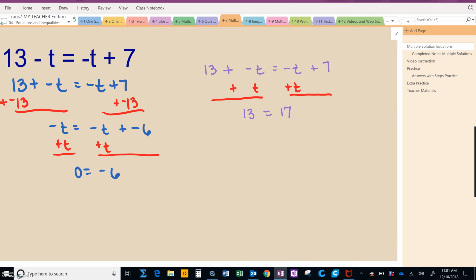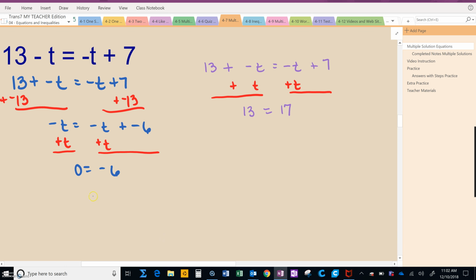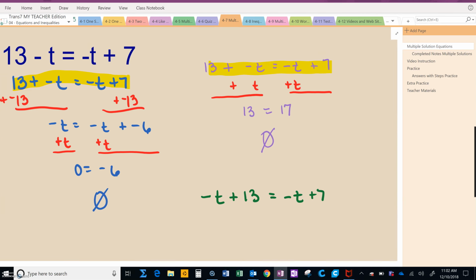And what that means is that no matter what you put in the place of t, or your variable, you're going to end up with an untrue statement. Whenever that happens, it means there's no number that could make this a true statement. I can actually tell when I rewrite my equation with addition in my first step that this is going to happen. If you take that very first step and rewrite it as negative t plus 13 equals negative t plus 7, notice that your variables are the same. I have a negative t here and a negative t here.